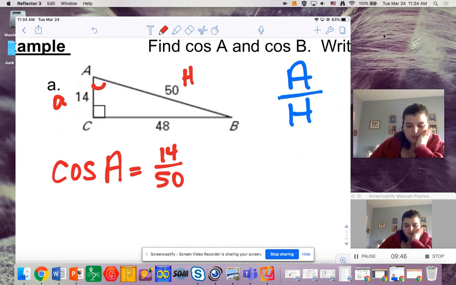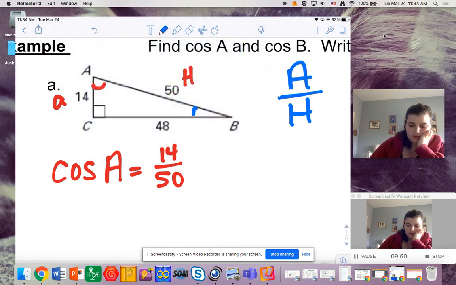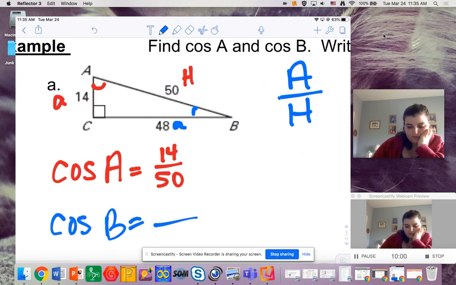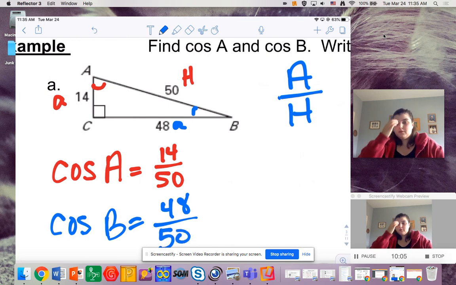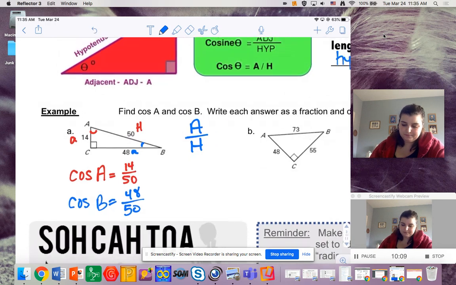And the cosine of angle B. Again, the adjacent now is in a different spot because perspective matters. So the cosine of angle B is 48 over 50. Okay, I'll leave B for you to do as well.